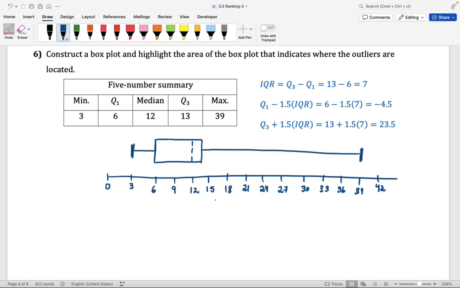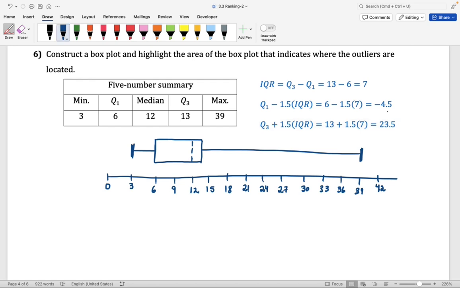Here I'm not going to take the time to write a title for the x-axis and a title for the whole plot because we're not given any information about where this data is coming from. But in general, if you're going to construct a box plot, you need to have titles. A title on the x-axis, a title for the whole plot. Here, our main focus is to identify the area where we would have outliers.